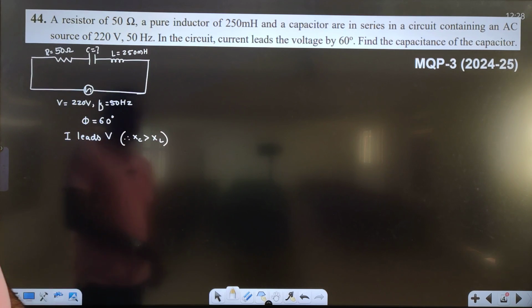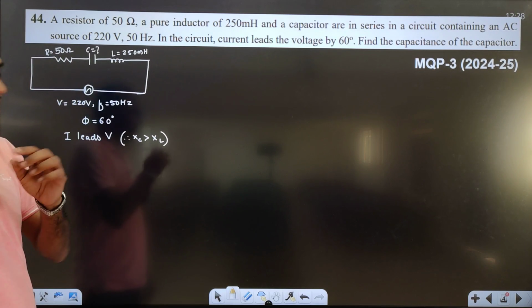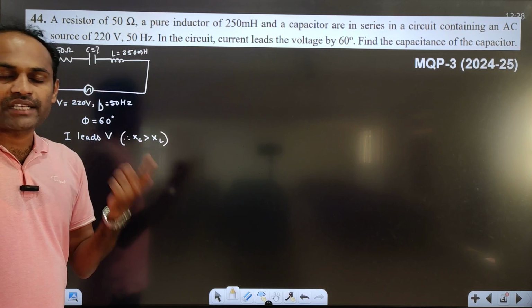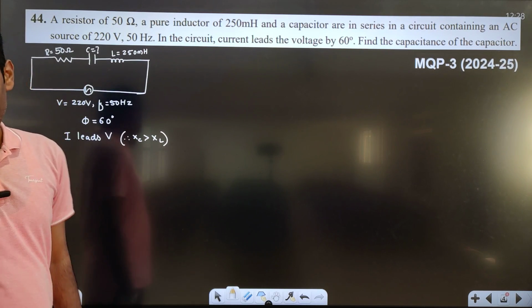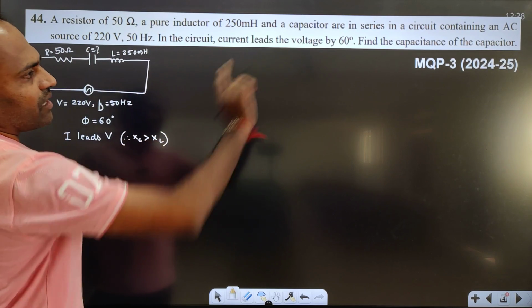Now in model paper 2 also we have seen this. When XC is greater than XL, or XL is greater than XC, what happens? See, if XC is greater than XL, current leads voltage. If XL is greater than XC, voltage leads current. Right? Okay, this much is given. We have to calculate the capacitance.